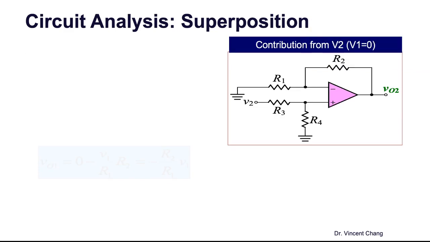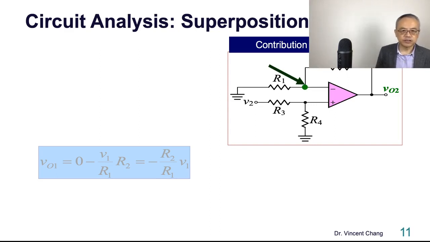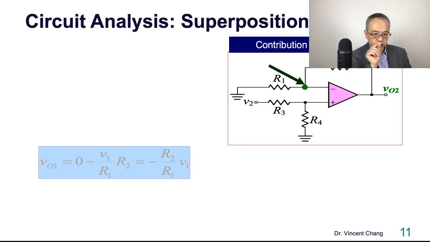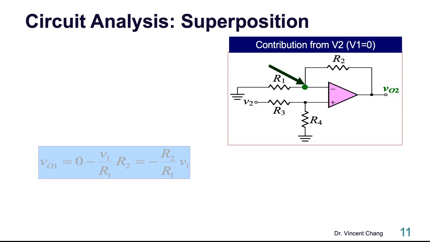What about the next one, the right-hand side? Let's set V1 as 0 and focus on the contribution from the second source. What's the answer? This should be easy as well, right? The same current, so it's a voltage divider. The voltage at the inverting terminal should be VO2 times the ratio. What ratio? R1 divided by R1 plus R2, voltage divider.